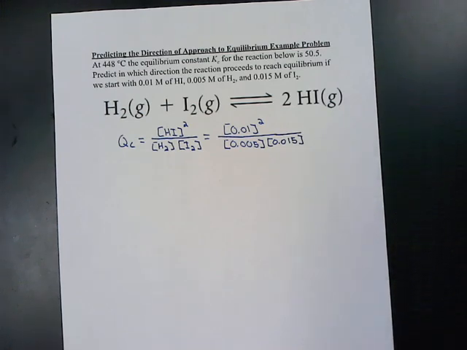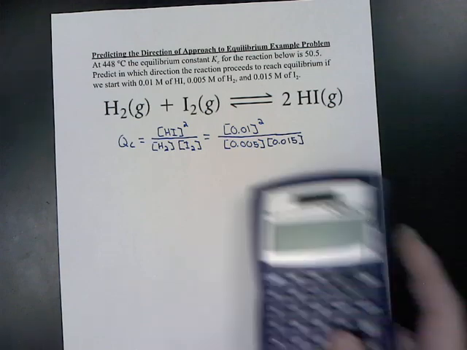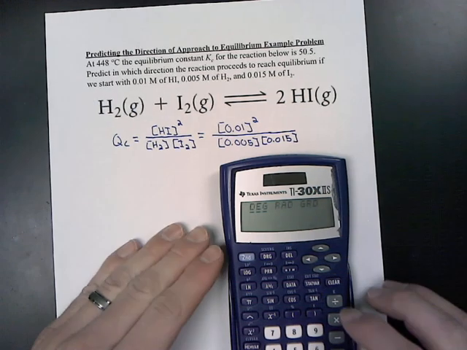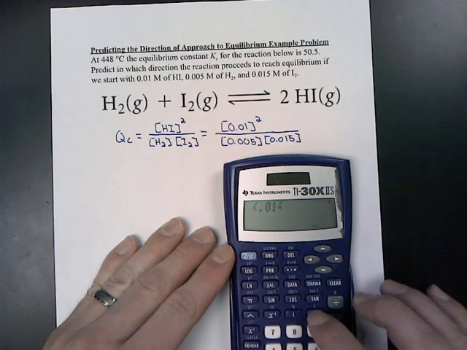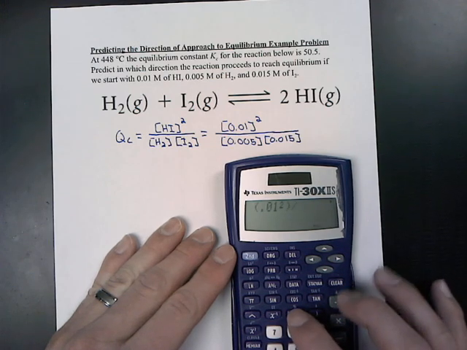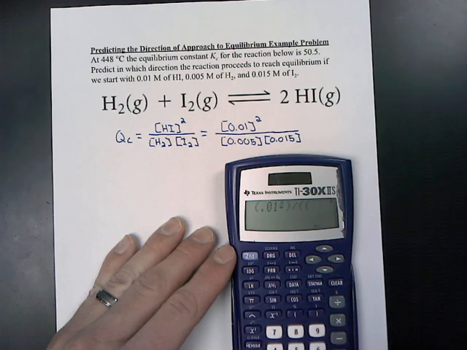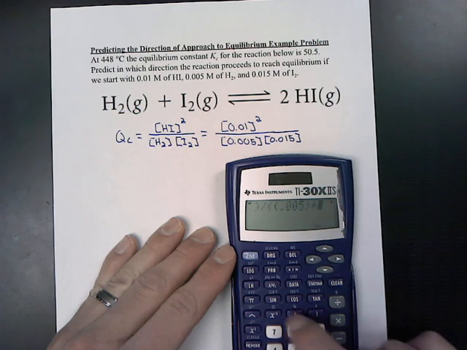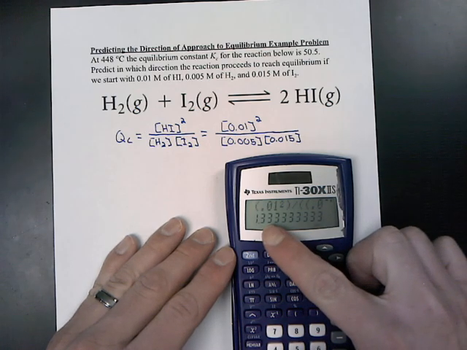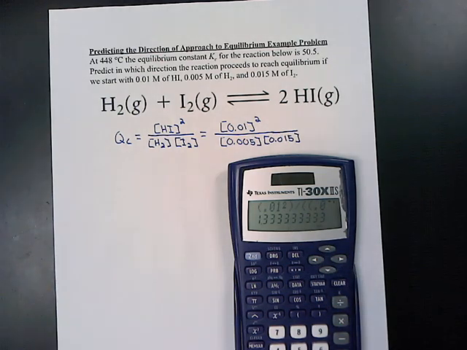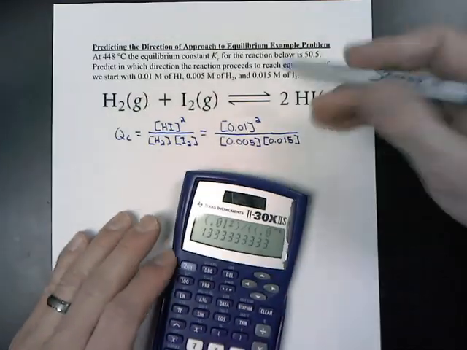Now, all I'm going to do is put this into our calculator and write down what we get. So for this, we are going to take 0.01 and square it, and then divide it by, I'm going to do a double set of parentheses, 0.005 times 0.015. Now what I get is 1.33 repeating. I'm going to write down 1.33.